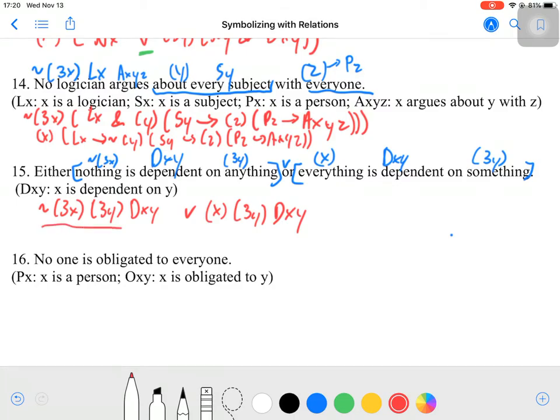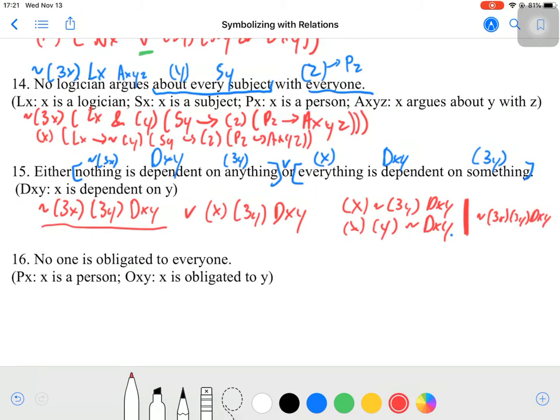A quick note about this one, this is also equivalent to saying x negation ey dxy, or even all of x, all of y, not dxy. These are also equivalent to negation existential x, existential y, dxy. Let's go on to 16.